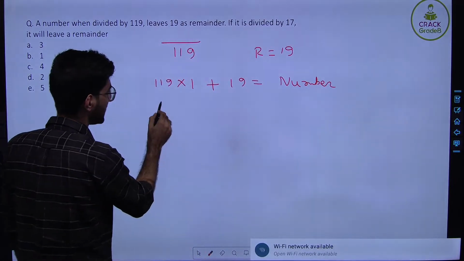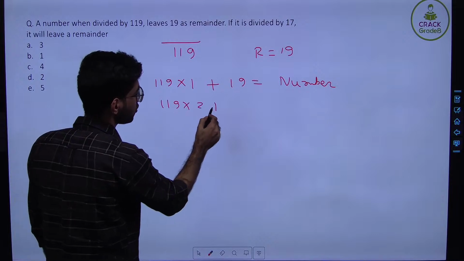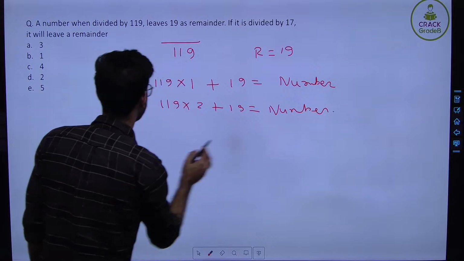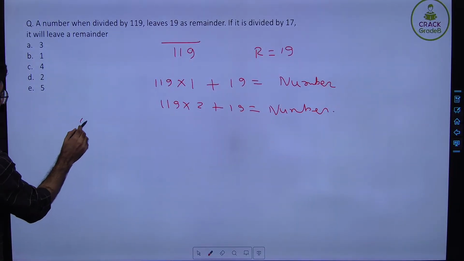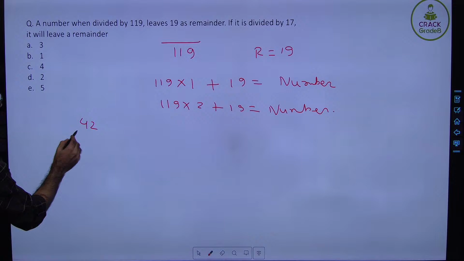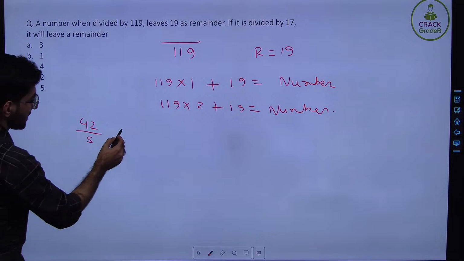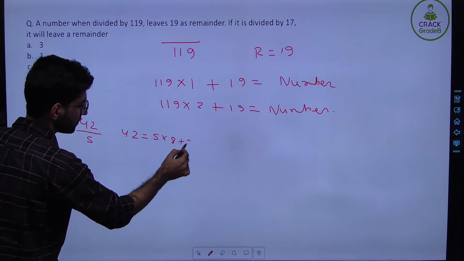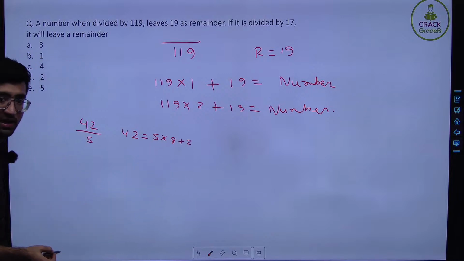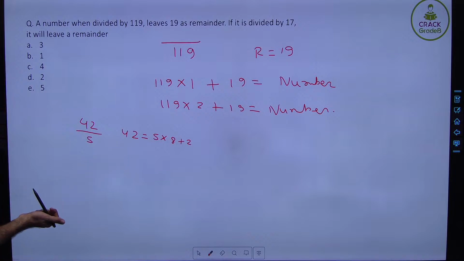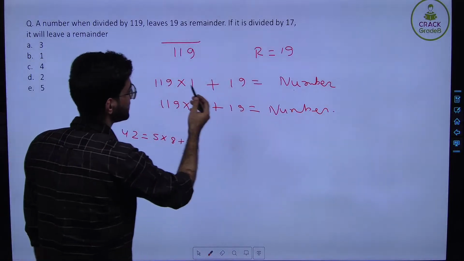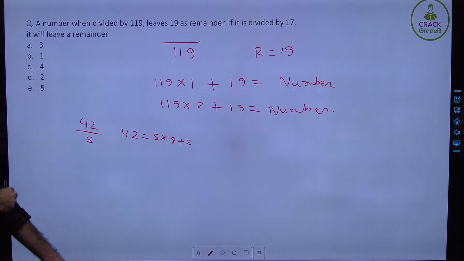You can also say that 119 into 2 plus 19 is that number. I will take simple examples. Notice this thing. If you divide 42 by 5, you write it as 42 equal to 5 into 8 plus 2, right? 5 into 8 plus 2 is equal to 42. In the same way, we can write that the number is 119 into 1 plus 19.